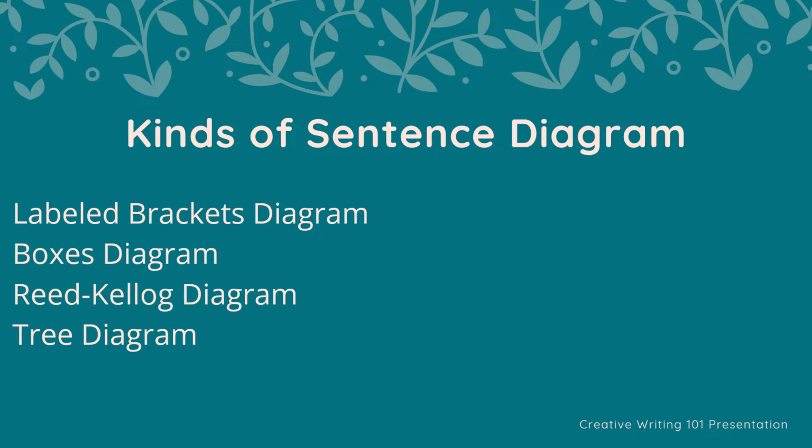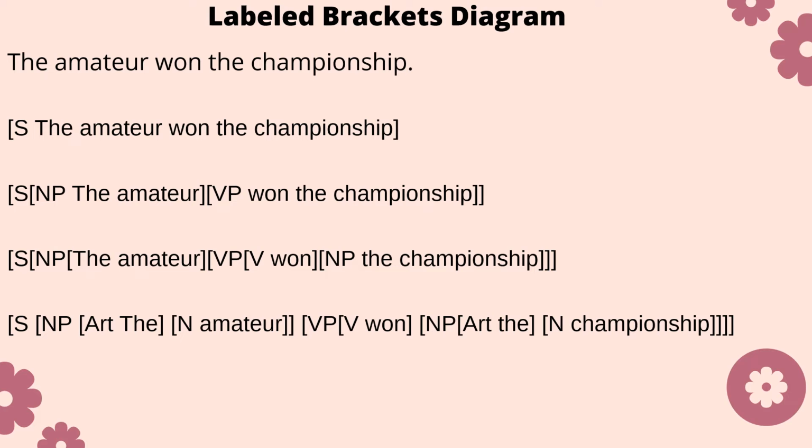Okay, here we go to kinds of sentence diagram. There are four kinds of sentence diagram. The first one is labeled bracket diagram, then boxes diagram, red color diagram, and the last is tree diagram. If we talk about labeled bracket diagram, you can imagine that the sentence can be in the form of diagram. So one sentence begins with the bracket and ends with the bracket also.